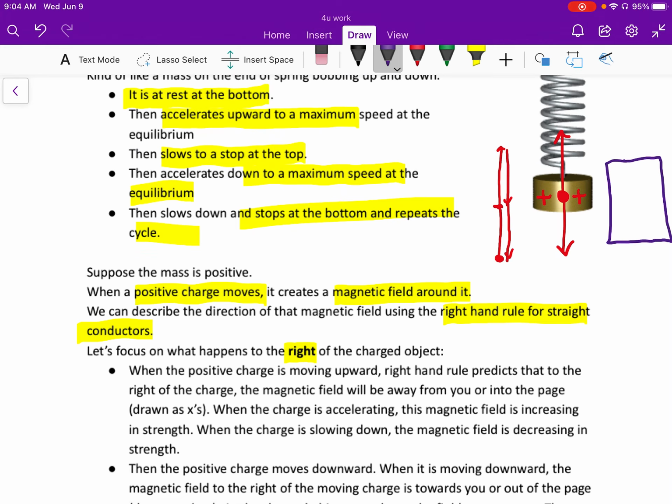If we start with the mass at the bottom and it's moving upward, do the right-hand rule for that. I'm saying it's positive, so we're using our right hand. Point your thumb matching the direction that the charge is moving.